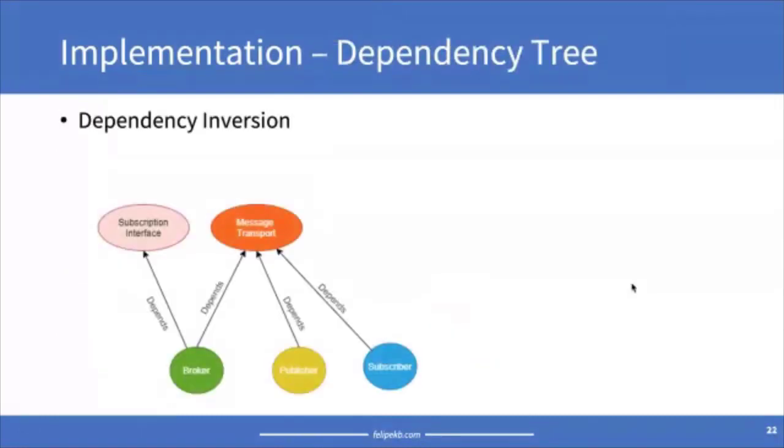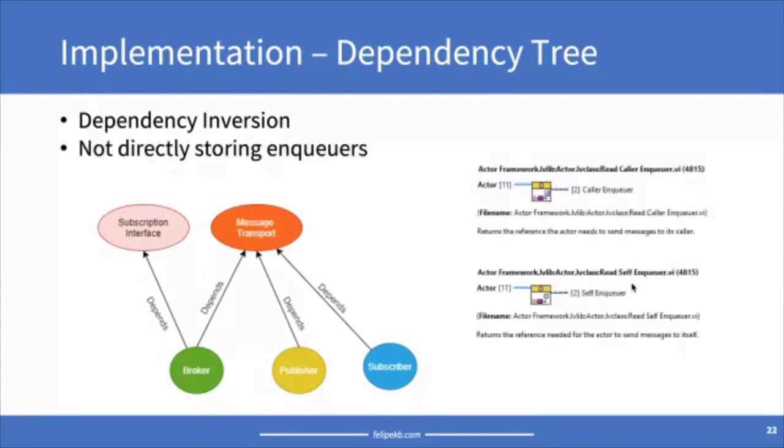There's also a dependence tree. So the broker depends on this tree, the message transport, and the publisher also depends on the message transport, and the subscriber depends on the message transport. So the subscriber doesn't depend on the publisher, and the publisher doesn't depend on the broker.